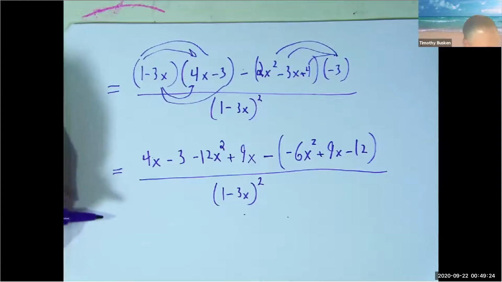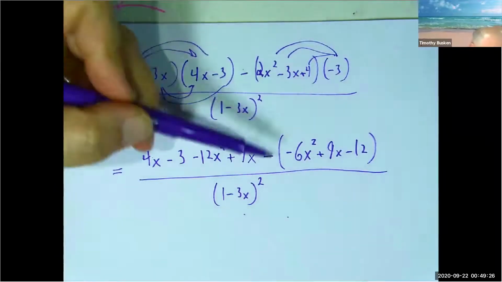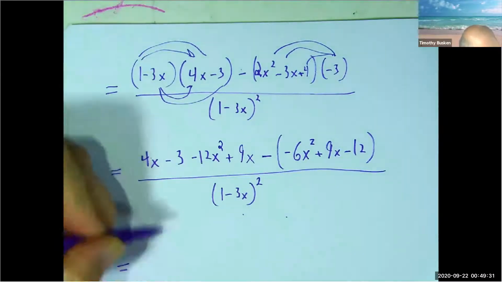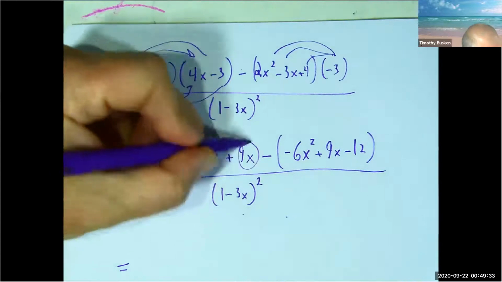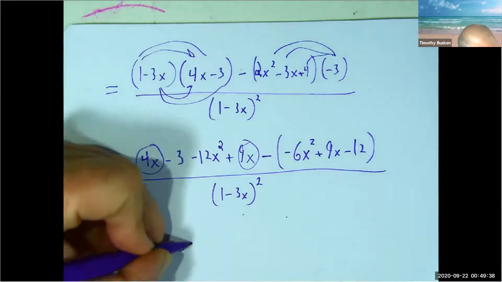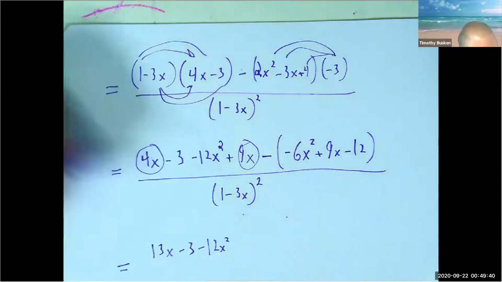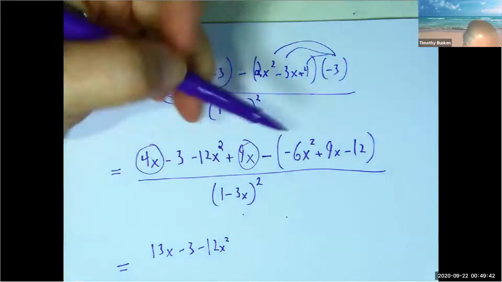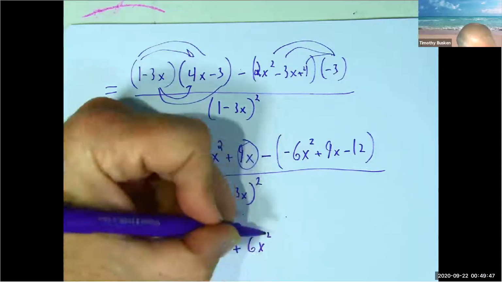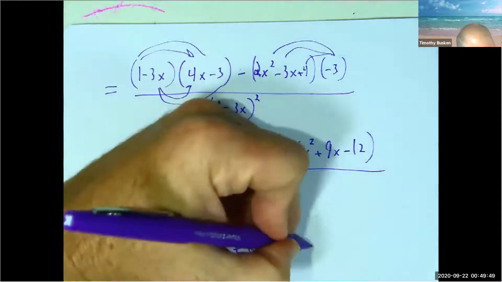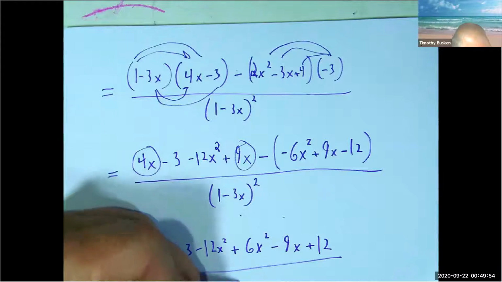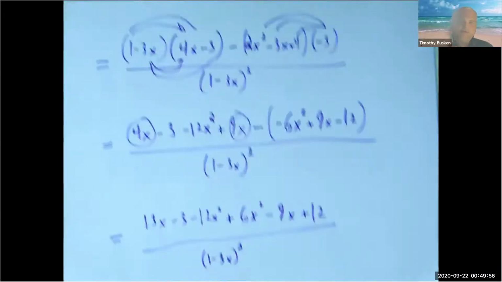So now I'm ready to remove the parentheses or distribute the negative over here. And also I'm going to combine these terms together. That's going to give me a 13x minus 3 minus 12x squared. And now remove the parentheses or distribute the negative. That's plus 6x squared minus 9x plus 12 all over that stuff in the denominator. It just keeps going along for the ride. It's g squared.